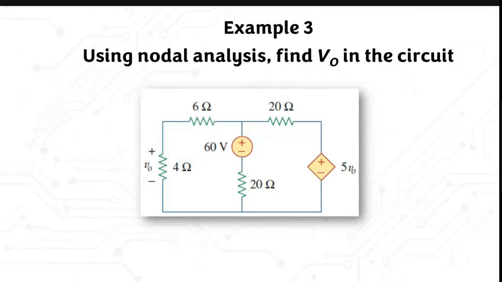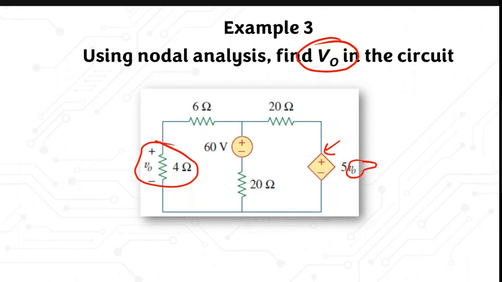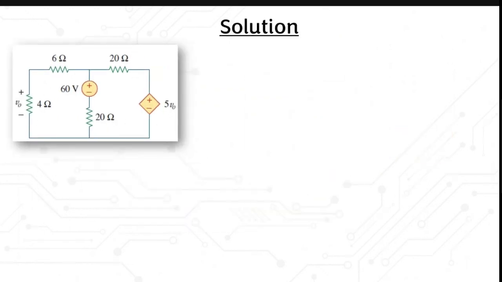So for example, this circuit. Using nodal analysis, you need to find the value of V node. This is the V node here. And this is your dependent source, which depends on this V node. So you need to come up with the constraint equation for this V node first in order to solve for it. Okay, go to the next slide.